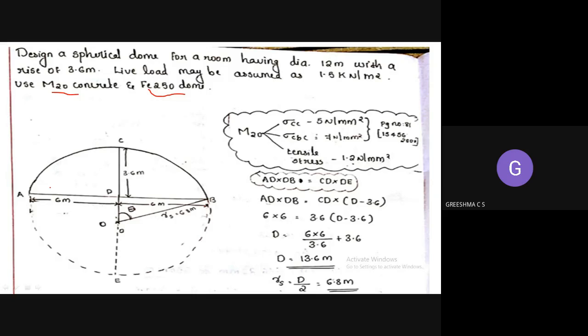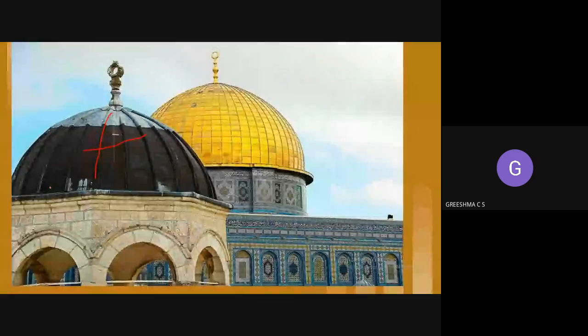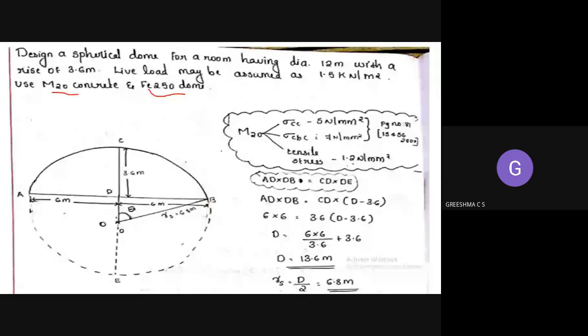We need to know the radius of this dome. Since it has a spherical shape, to find out the radius, we draw an imaginary dotted line. This is the actual dome that you are going to design. We extend the dome and make it into a circle. Now, by the geometric property of the circle, you can see this figure.